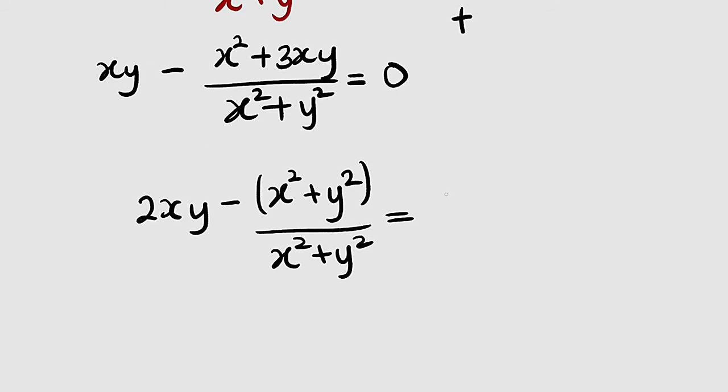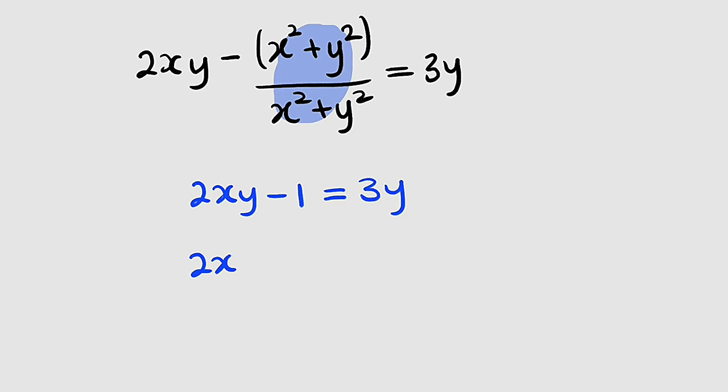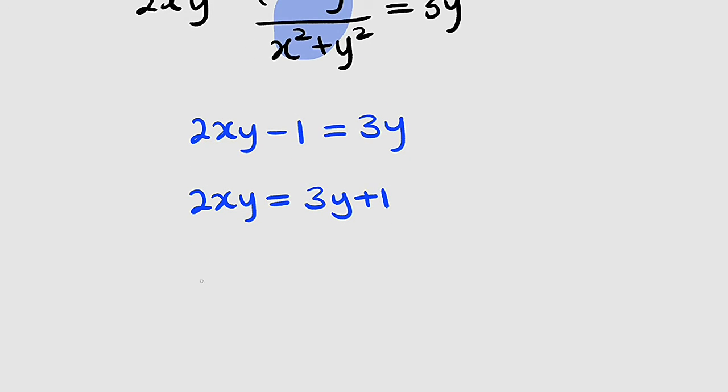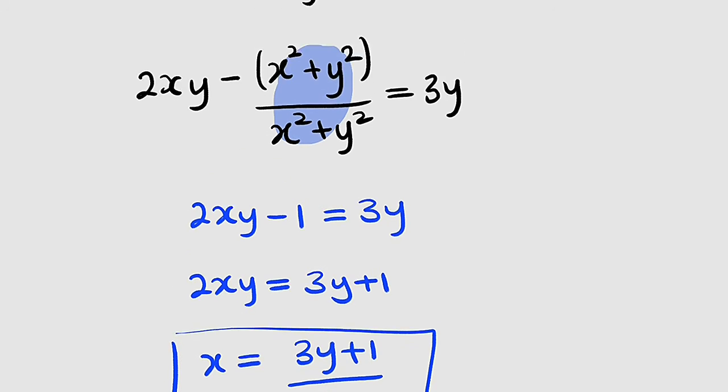We have 3y plus 0, which is 3y. These terms are exactly the same, so we have 1. This is 2xy minus 1 equal to 3y. Now, since we have only single x here, we can make it the subject. This is 2xy. If negative 1 crosses over, it becomes positive. Then we can divide both sides by 2y. Finally, x equal to (3y plus 1) divided by 2y. So this is the value of x that we are going to substitute back into one of the equations.